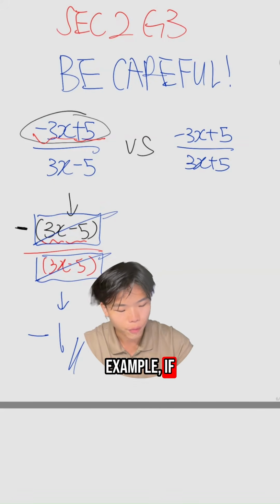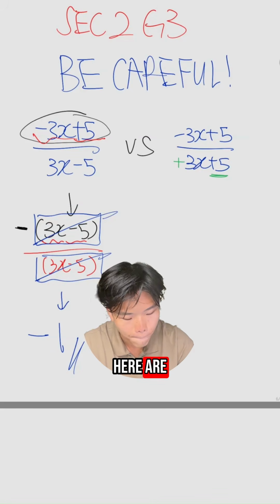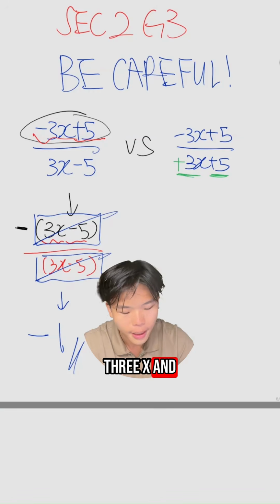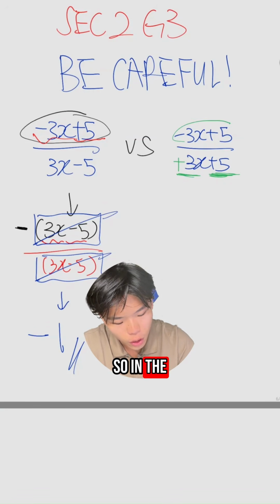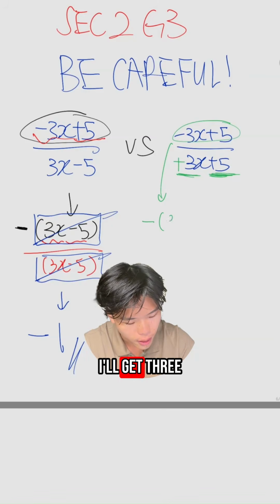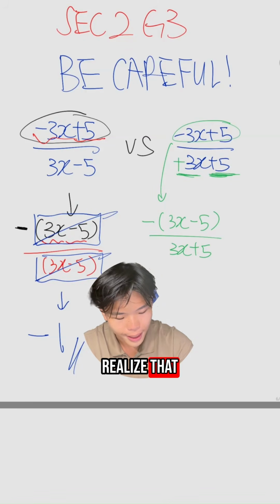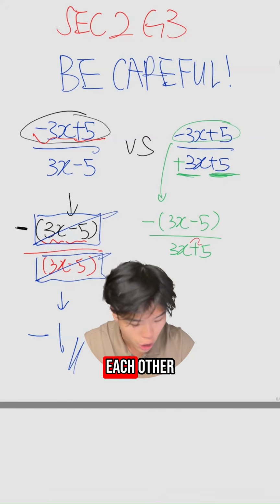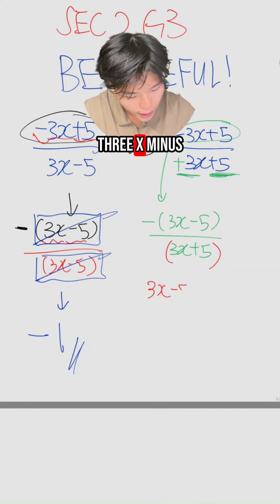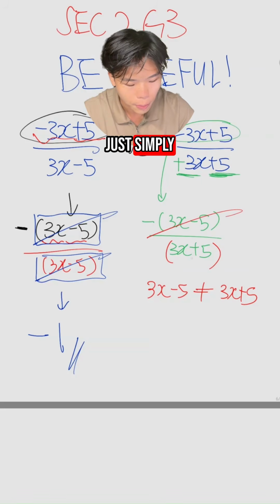But for example, if you take a look at the right side, you realize that these two signs over here are positive. So this is positive 3x and positive 5. So in the numerator, even if you take out the negative, I'll get 3x minus 5 over 3x plus 5. You realize that these two still cannot strike out each other because fundamentally 3x minus 5 is not the same as 3x plus 5. So I cannot just simply strike out like that.